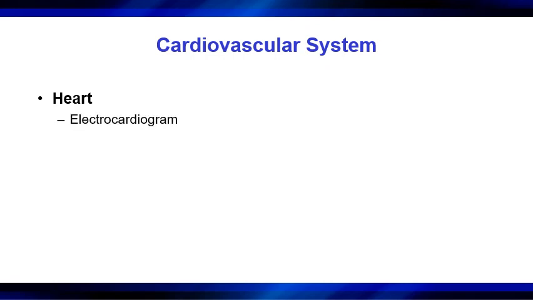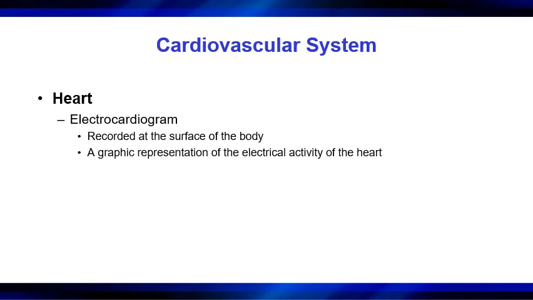Still looking at the heart, we're going to look at what an electrocardiogram is. Electrocardiograms are recorded at the surface of the body. Many of you have probably seen or heard of this. It's basically where they put electrodes on someone's chest, and what they're looking to do is get a graphic representation of that electrical activity at the heart, that electrical conduction system as it's set up in the heart. It just looks at that to see what is going on if by chance they are concerned about some sort of pathology related to the heart.